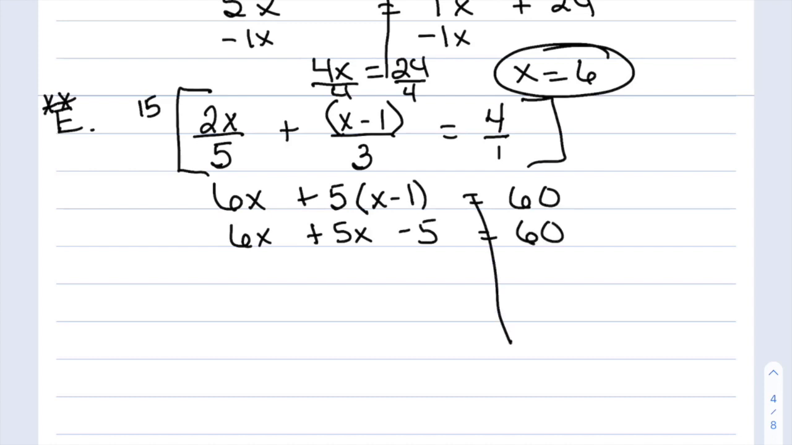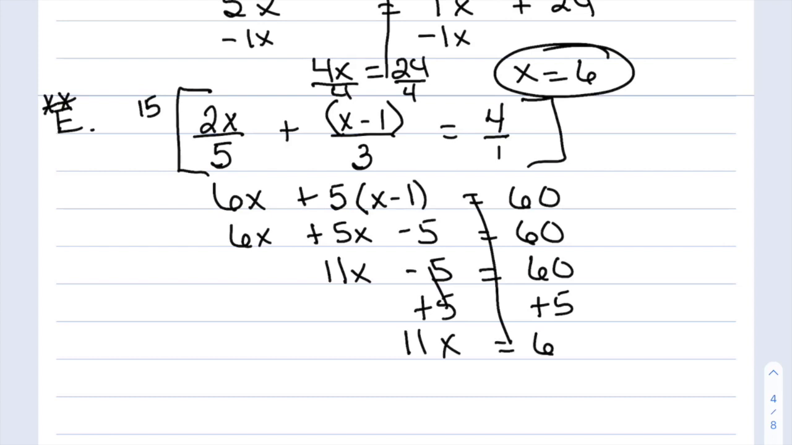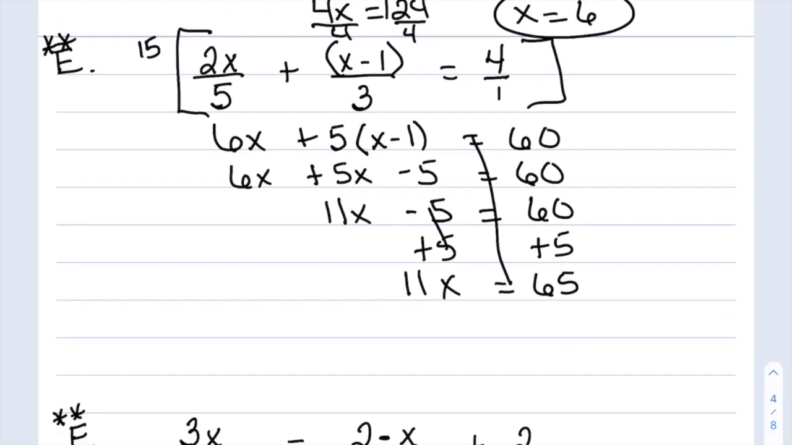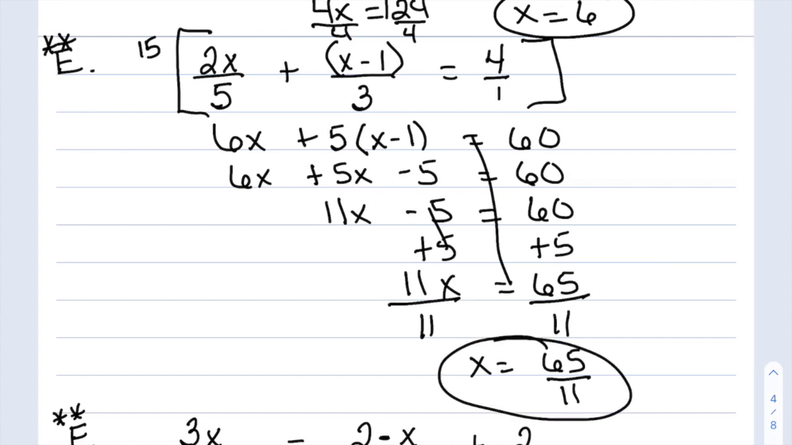So 6x and 5x are like terms, so we have 11x minus 5 on this side. Simplified down, that side equals 60. Plus 5 to get the 11x alone. And now we have 11x equals 65. Divide by our coefficient. We have x equals 65/11ths. You always want to make sure this is simplified down, but you can keep it improper. There's nothing else that can go down to.